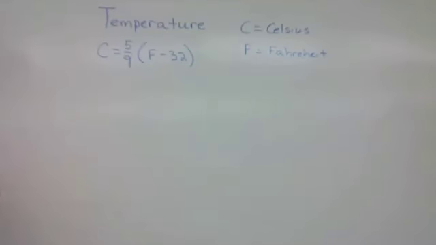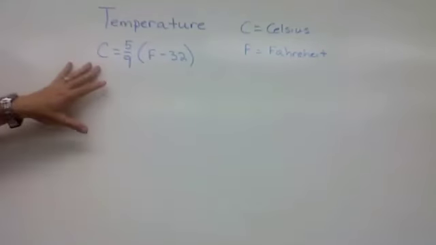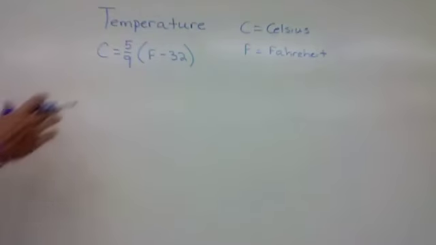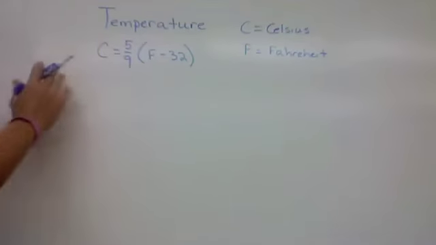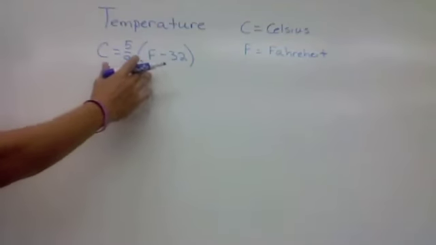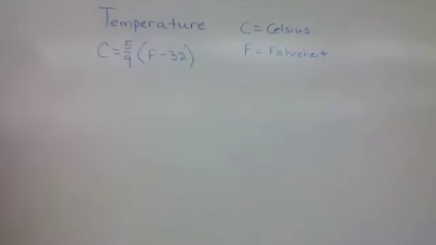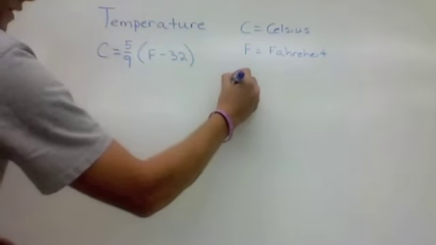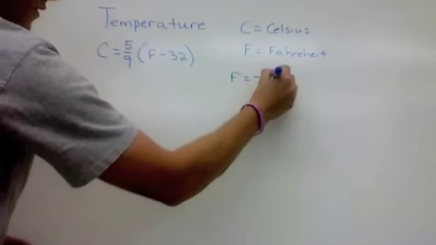And so in this case, C is going to stand for Celsius and F is going to stand for Fahrenheit. So our formula for converting something from Fahrenheit into Celsius is we're going to multiply 5/9 times the difference of whatever it is, Fahrenheit minus 32. So for example, let's say we're given 77 degrees, okay? So our Fahrenheit is 77 degrees.